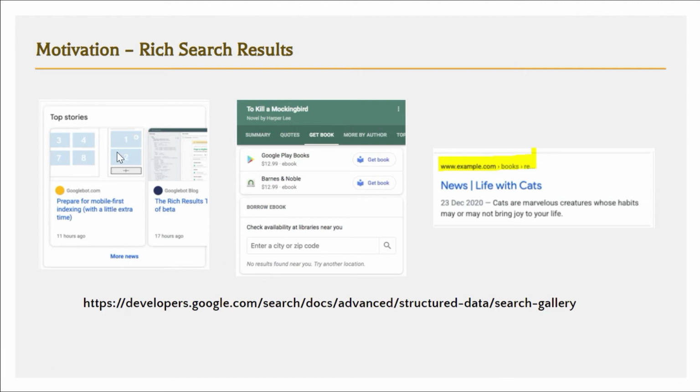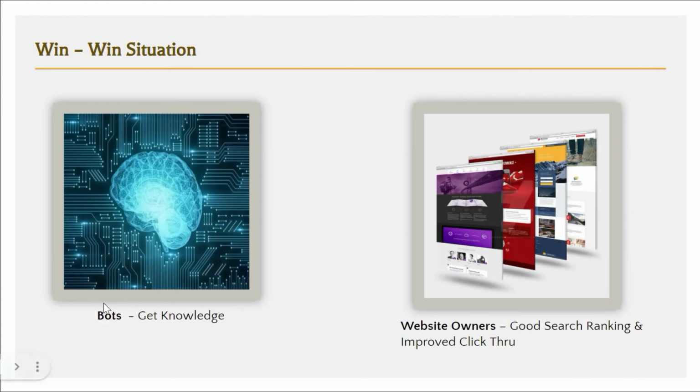So they are not only promising better search ranking, but they are also promising a good click-through rate. Similarly, if you have a mention of a book on your website and you have added the schema markup related to the book, this is how the look and feel would be in your search results. Similarly, there could be multiple rich search results which you could get, and you can go through this link and find out all the various rich search results, the link for which I will be adding in the description too. So finally, this is a win-win situation. As a website owner, if you follow the schema markup, you are getting good search rankings and improved click-through rate, and the bots are getting the knowledge. So it's a win-win situation.